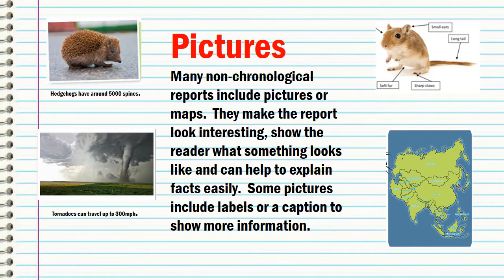Now, a lot of non-chronological reports include pictures, and sometimes they have maps in. They make the report look interesting, and they show the reader what something looks like and can also help to explain the facts more easily. And some pictures include labels, like our little hamster here in the corner, or a caption to show more information, like our hedgehog picture there, with a little caption underneath telling us that hedgehogs have around 5,000 spines. So pictures are quite important in a non-chronological report.